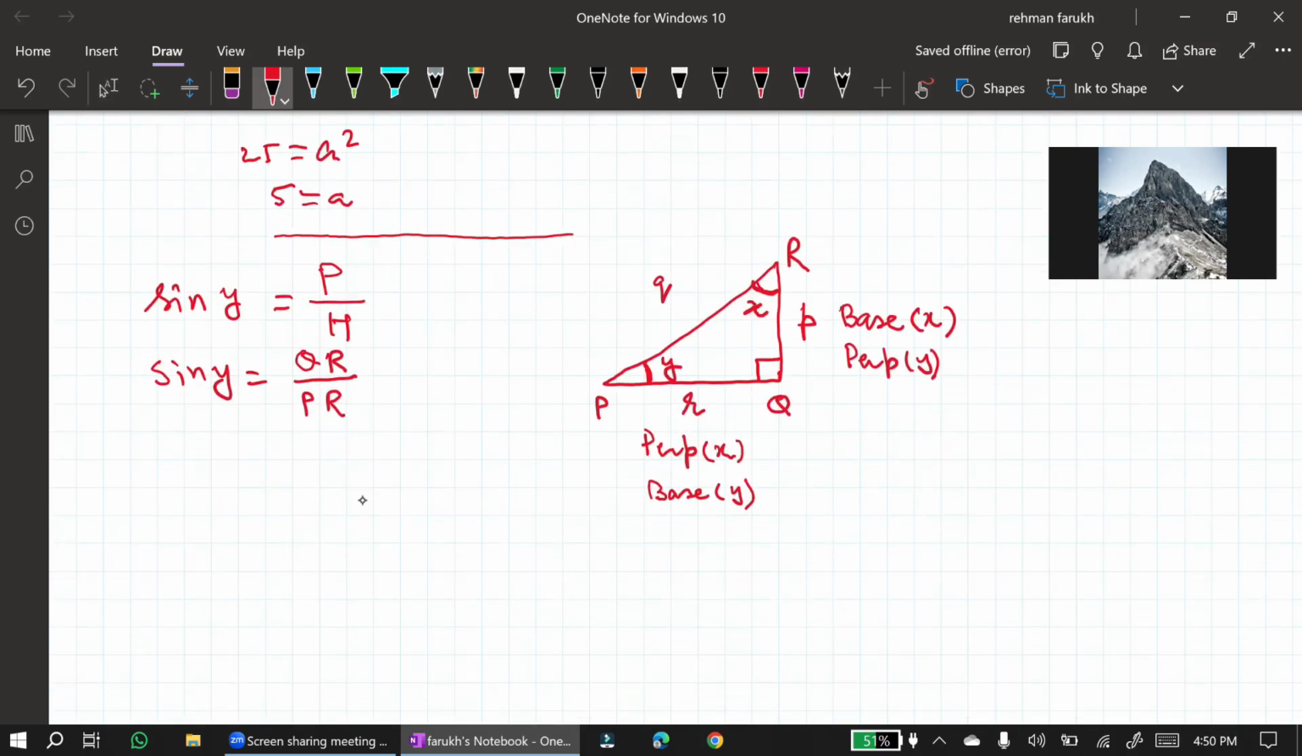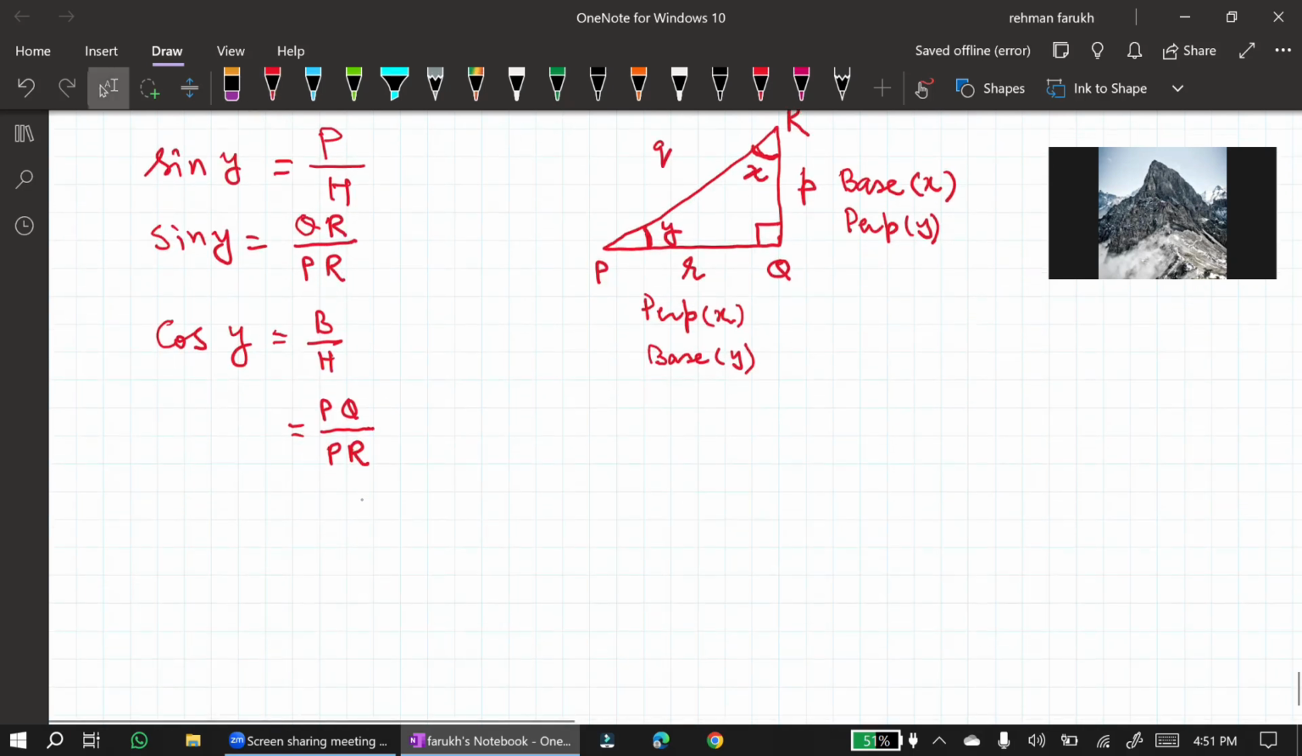Now the ratio of base to the hypotenuse is known as cosine or cos. So cos y is equal to base over hypotenuse. According to y, the base is PQ and the hypotenuse is the same, that is opposite to R, that is PR.